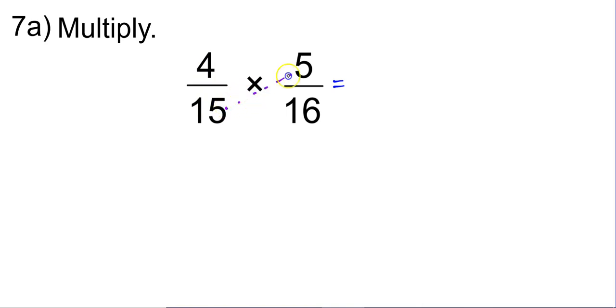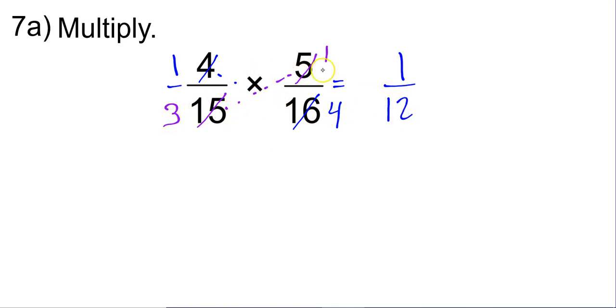So if you look between the 15 and the 5, those both can be divided by 5. So if I divide 5 by 5, I would leave a 1. If I divide 15 by 5, I would leave a 3. We can also cross cancel on the 4 and the 16. They can both be reduced or divided by 4. So divide 4 by 4 and leave a 1. Divide 16 by 4 and leave a 4. Now, we have 1/3 times 1/4. That's super easy. 1 times 1 is 1, and 3 times 4 is 12.